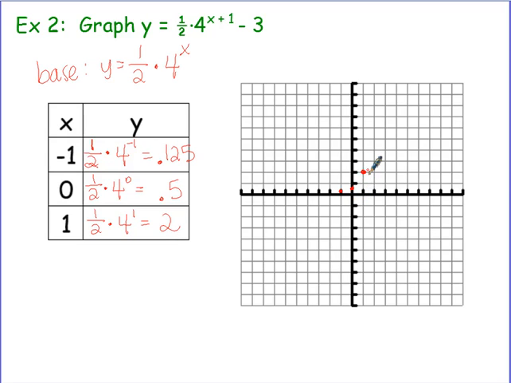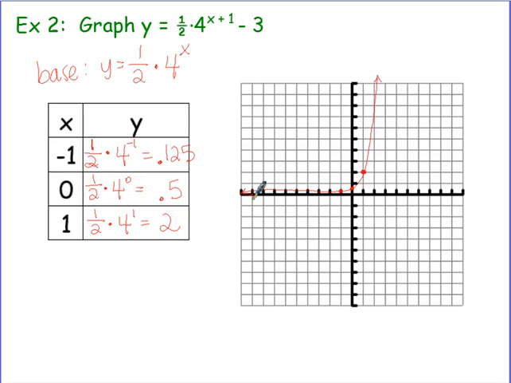So again, look at what direction your points are going. Your points are going up. So we're going to connect them and we're going to go up and keep going with your arrow. And then we're going to go left and just keep going forever and ever. So that is your original graph.